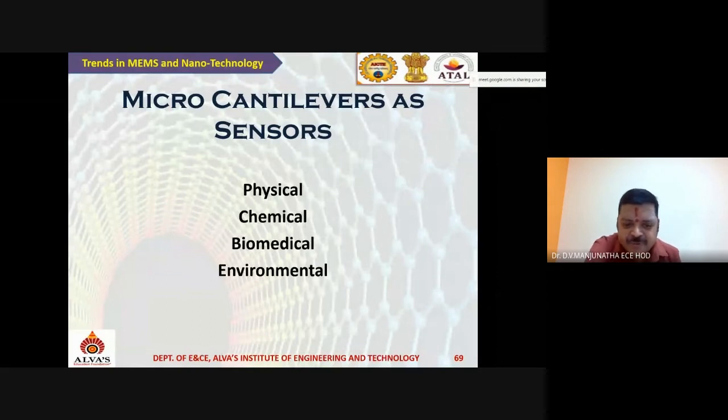A cantilever is a beam which is fixed at one end, and the other end is free, right? Whenever the surface of the cantilever gets stress or strain, the cantilever bends. You have seen the bending moment also, up and down. So that will indicate the sensing applications, right? So physical, chemical, biomedical, environmental sensors are micro cantilever sensors, right? So that is the basic concept of cantilever based sensors.